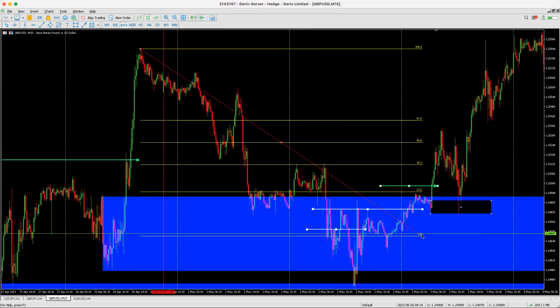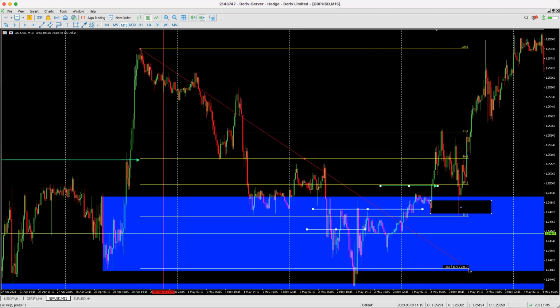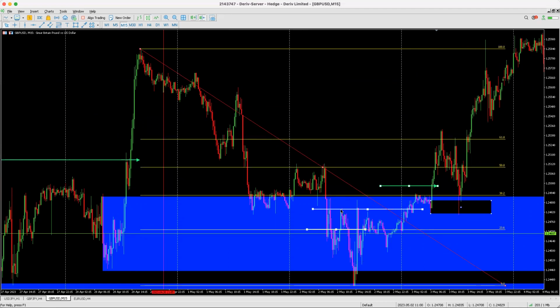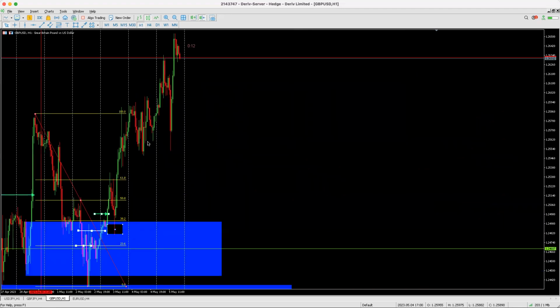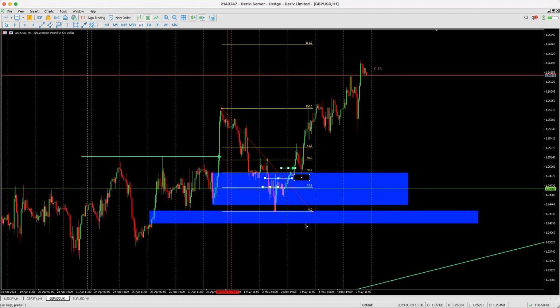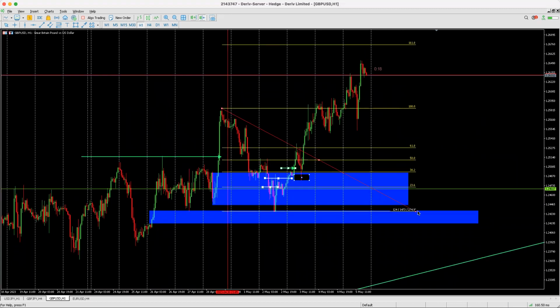The target is always the 100% zone, and then 161.8. So remember, my entry was right here. I got out at the 100% zone. So if we go to a higher time frame, you can see that price is actually going for 161.8. So by next week, we should be getting a 161.8 hit.